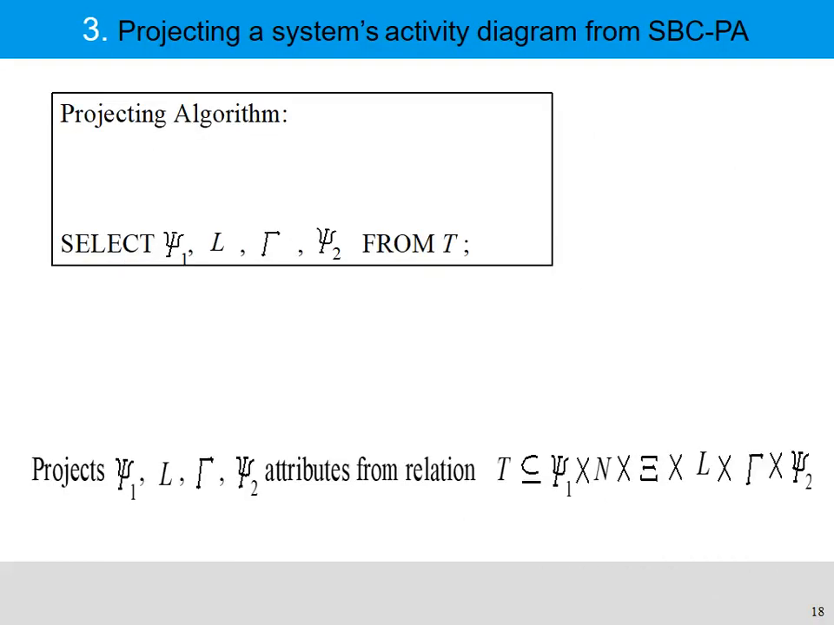Therefore, the projecting algorithm from SBC process algebra to activity diagram actually is a statement of selection. Select 4 attributes from the T relation, and the T relation is a relation of 6 attributes.